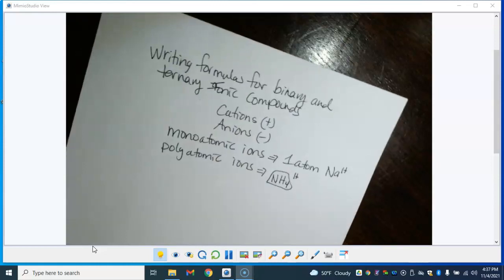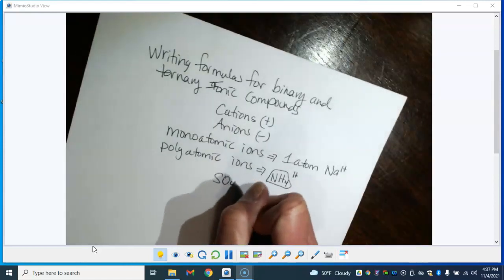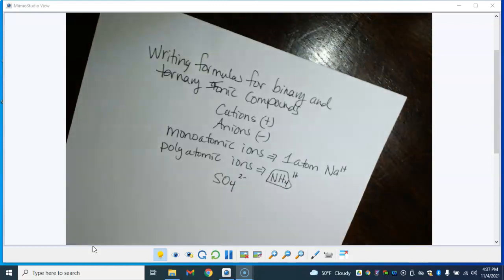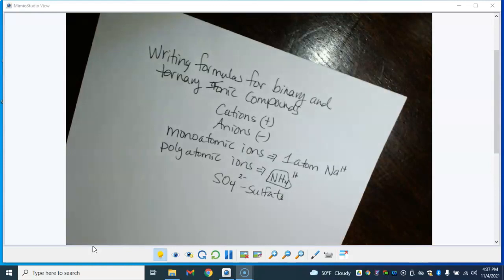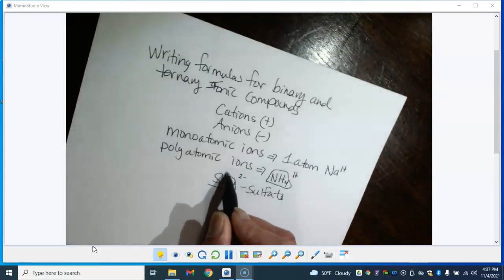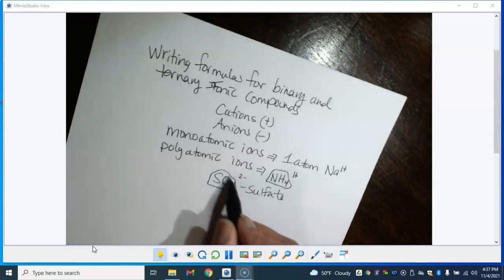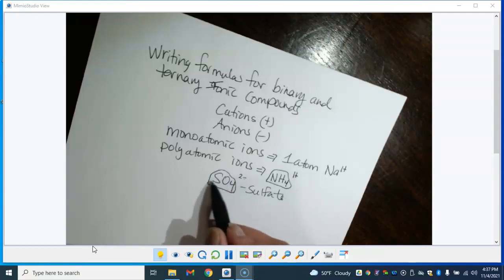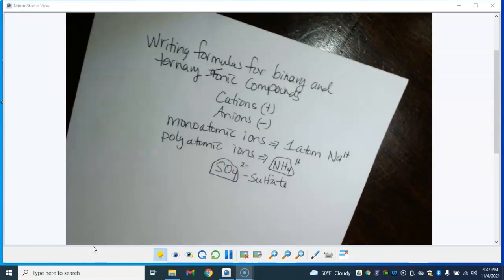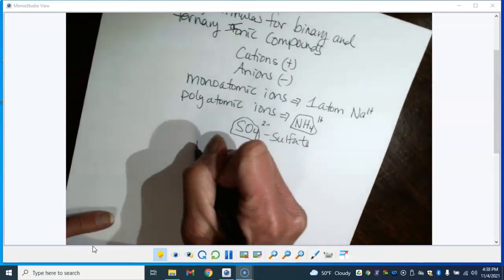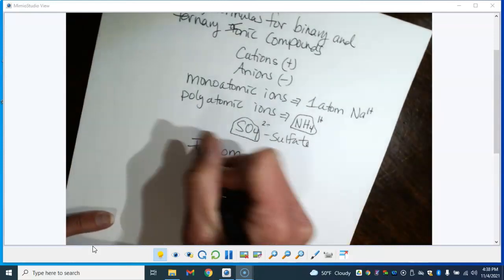Let me give you another example of a polyatomic ion, SO4 2-. This guy is called sulfate. He's on your polyatomic ion list. So this group of atoms, the SO4, acts as one single unit. This entire single unit has a charge of 2-. So somewhere amongst this group of atoms, 2 electrons were gained to make this congregation of atoms, and that's called sulfate.